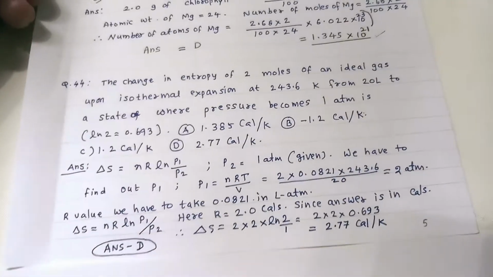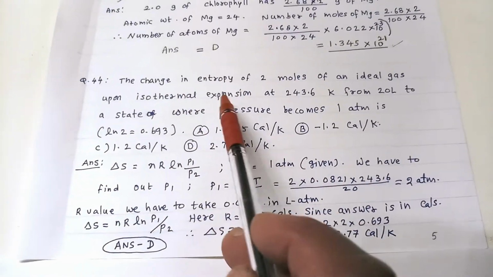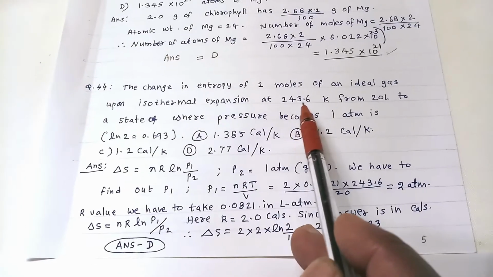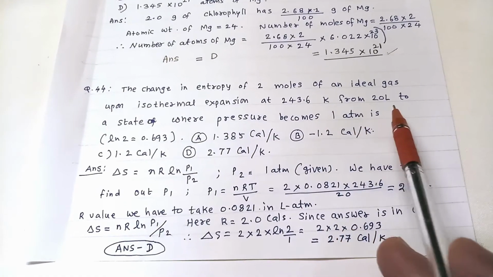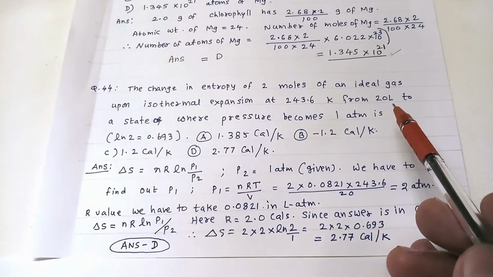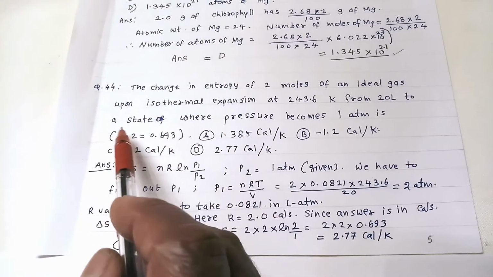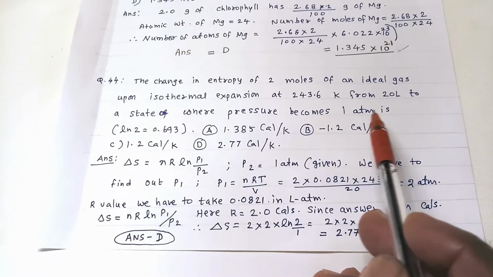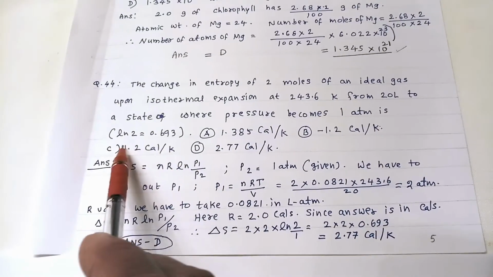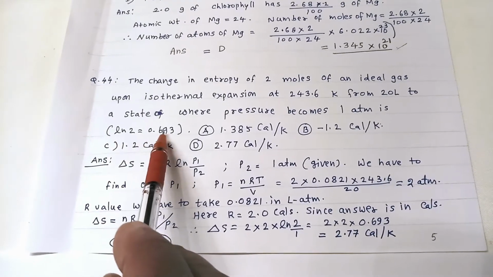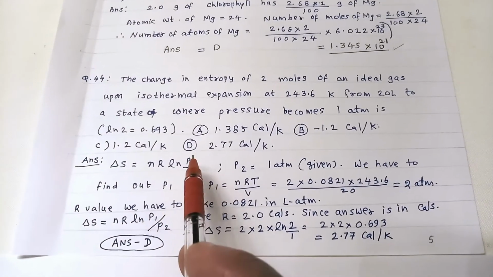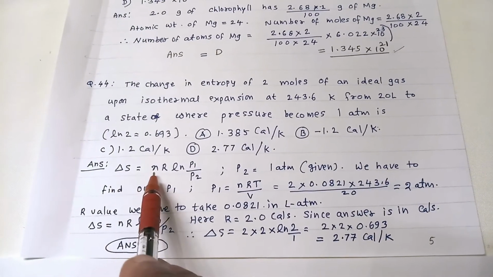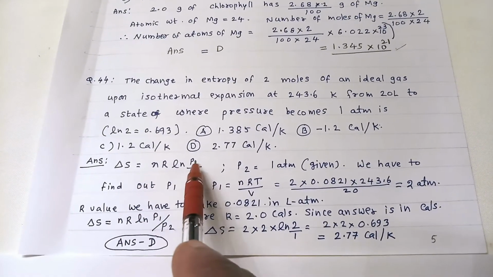So next, question 44. The change in entropy of 2 moles of an ideal gas upon isothermal expansion at 243.6 K from 20 liters to a state where the pressure becomes 1 atmosphere is, and he has given the clue also, ln 2 is equal to 0.693. This is the same question repeated again and again in NEET. So the change in entropy is given by nR ln P1 by P2.